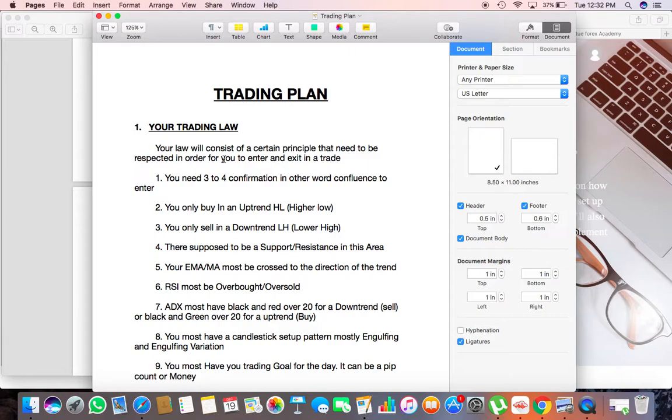These are confirmations. And second, you need to check your market structure. Market structure is whether the market is going down, making higher highs and higher lows, or making lower highs and lower lows. So you only buy in an uptrend, and you only sell in a downtrend, on a lower high.